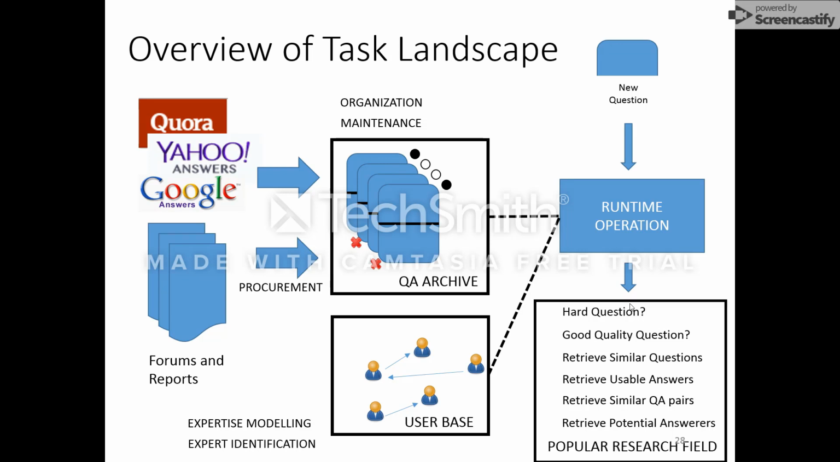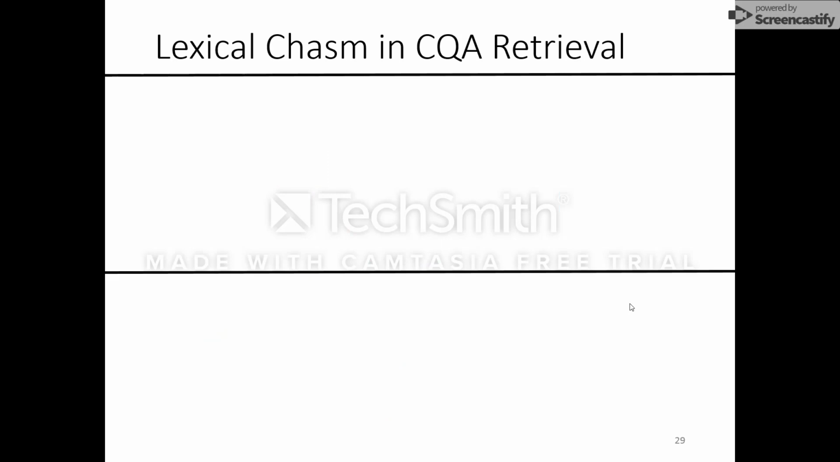And the runtime operation has been a popular research field, which is basically about taking a new question, making use of the QA archive and potentially the user base as well, and doing various things predominantly in the retrieval space, but also things like hardness and quality prediction, and so on. Okay, so we'll go further and look at some of the challenges in CQA retrieval, and in particular, the lexical chasm in CQA retrieval, which differentiates CQA analytics from most of information retrieval.